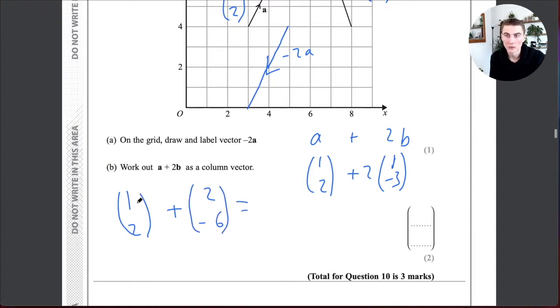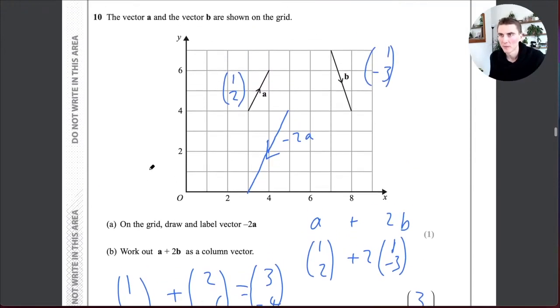So now I just add the top numbers, the 1 add the 2 to give me 3, and the 2 add minus 6, which remember is 2 take away 6, so it's actually minus 4. And that's it. We get 3, minus 4, which we should pop in here. That's it. So that's vectors for you. If you haven't done them yet, they're a little bit tricky when you first start them, but they're really not that bad. You just got to practice lots of questions, and they're all pretty repetitive.